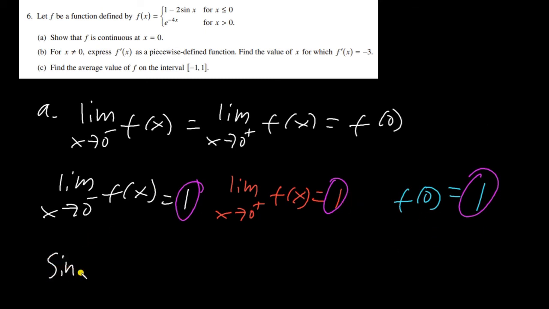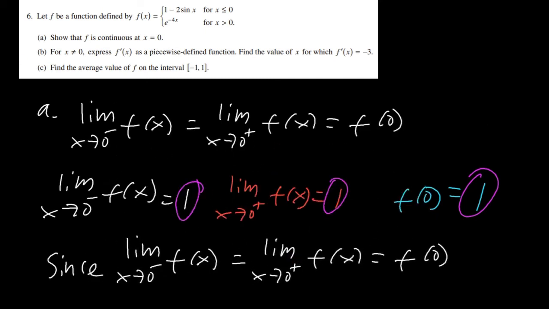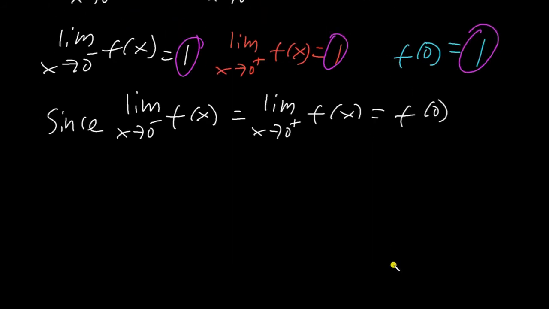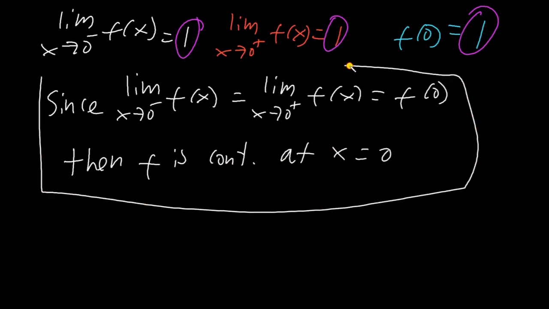that since the limit, well, you know what? I'm going to be smart and save myself some writing time, and do copy paste. Since blah blah blah blah blah, then f is continuous at x equals 0, right? There's our answer. Okay, this was a 2-point question. 2 points for this answer and explanation.